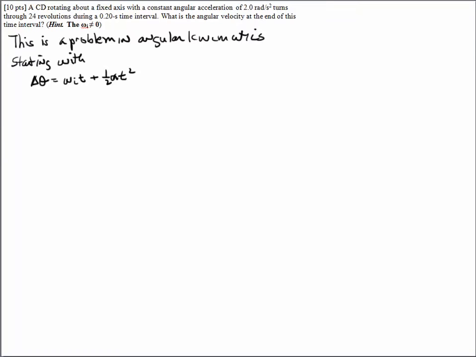And if you'll recall, we can start with the equation that the change in the angle is equal to the initial angular velocity times the time plus 1/2 times the angular acceleration times time squared. Can we obtain omega i, the initial angular velocity? Take a few minutes, pause the video, and solve for the initial angular velocity.